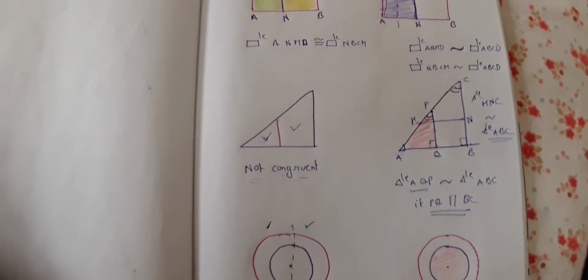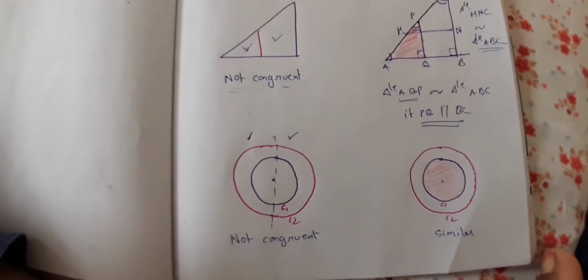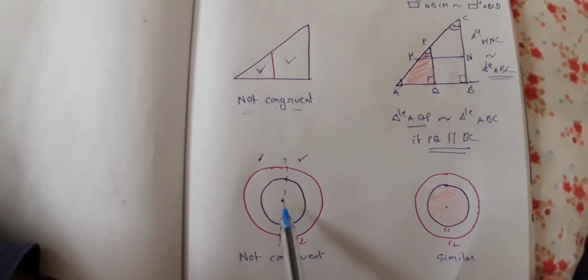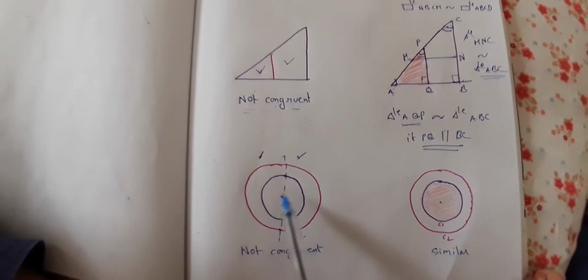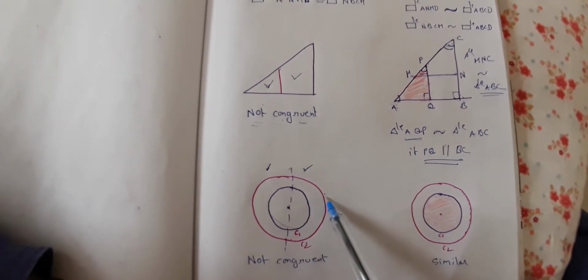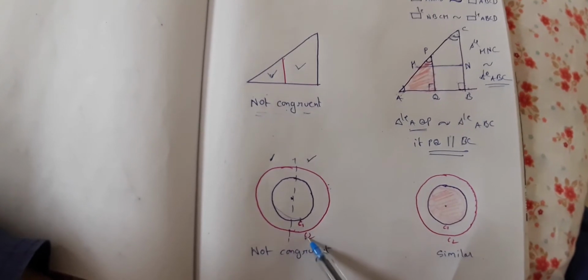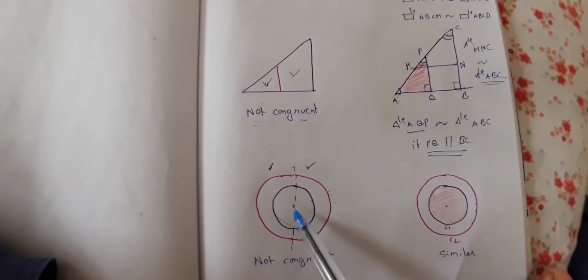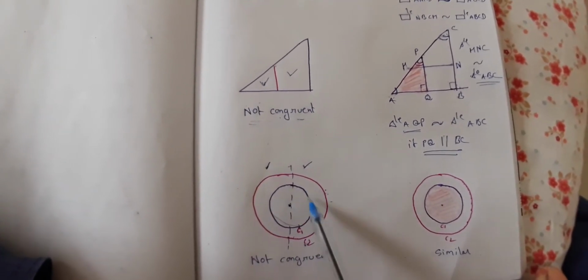Now let us see another example, the example of a circle. So take a circle. With the same center, draw a circle inside the other circle. So you have two circles, C1 and C2. Shapes are the same, dear, because the center is also the same.